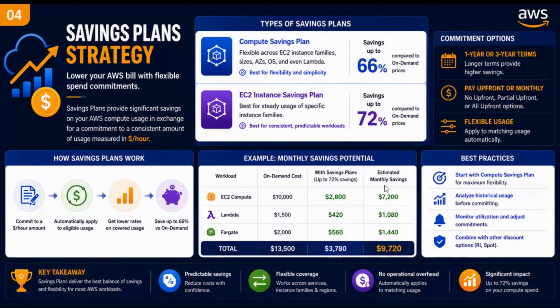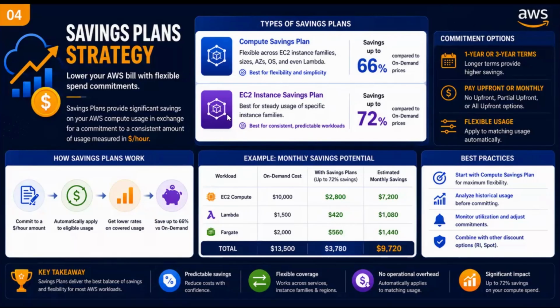And the estimated monthly saving was 9,720. So this is the difference. Before, you burn this on-demand cost of 13,000, and after, with these saving plans, you burn only 3,780. So this is the scenario, just an example.